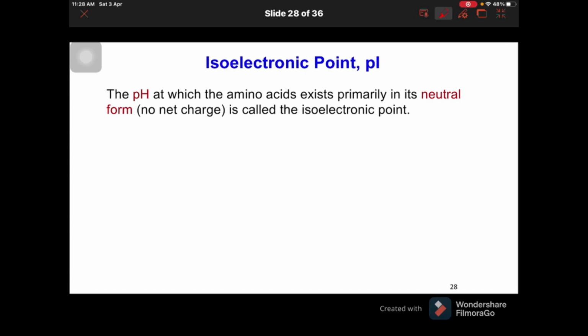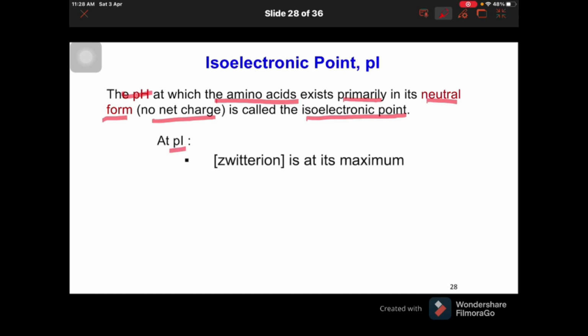Isoelectric point, pI, the pH at which the amino acid exists primarily in its neutral form, no net charge, is called the isoelectric point. At pI, the Zwitterion is at its maximum. The concentration of anion equals the concentration of cation. The net charge equals 0.